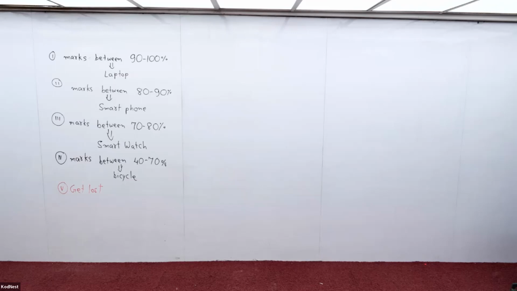We will not try to include the lower limit. That means in the first case, exactly 90 we will not include. In the second case, exactly 80 we will not include. That means from 81 to 90 we will include, like that. Third case, between 71 to 80 and so on.